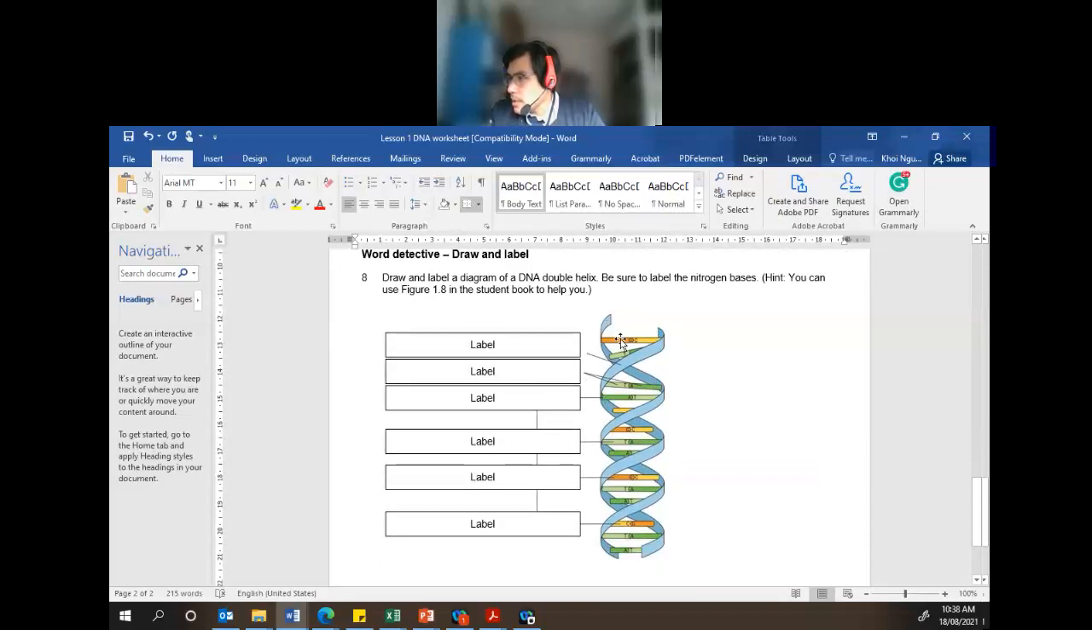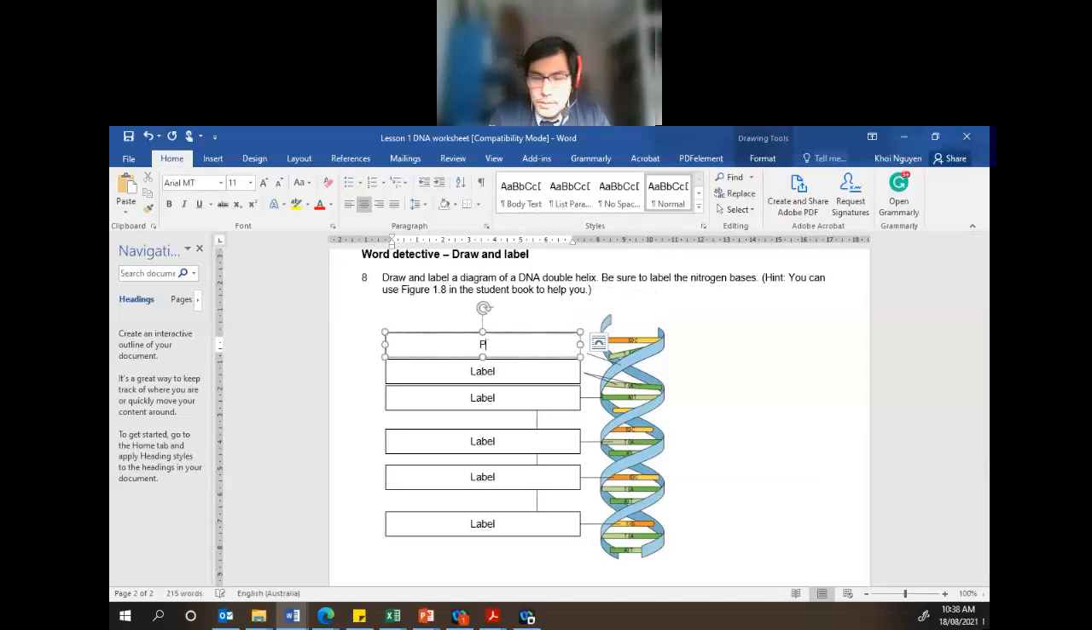All right, next. Here we've got a diagram of a DNA double helix, and we need to label. Okay, so this blue bit here is going to be the phosphorus sugar backbone. You can think of that as creating the railing for a ladder. And it says here that you can use figure 1.8 in the book to help you as well. So the backbone creates the railing for this twisted ladder, and then these two here would be the nitrogen base, or base pair, and they would be like the steps of the ladder.